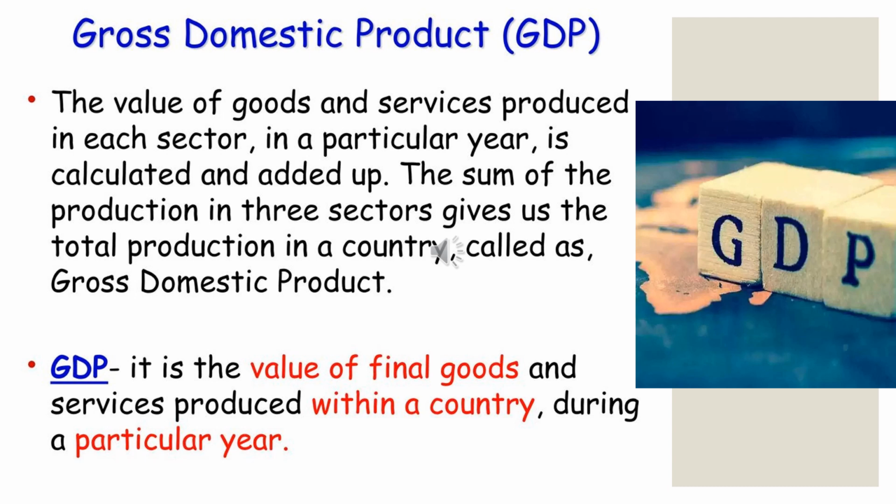Once again, we understand GDP, gross domestic product: the total value of all the goods and services produced in the three sectors, primary, secondary and tertiary, in a particular year are calculated and added up. The sum of the production of these three sectors gives us the total production in a country called GDP or gross domestic product. So when we define gross domestic product, it is nothing but the final value of all the final goods and services produced within a country during a particular year. Again, I am repeating, in economics, you cannot separate goods and services. We use the term final value of all the goods and services produced.